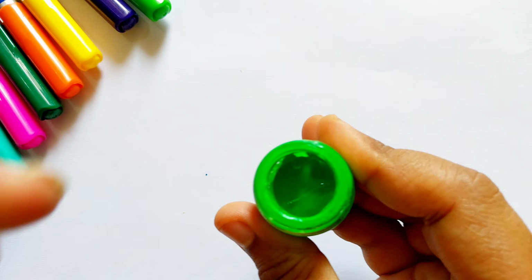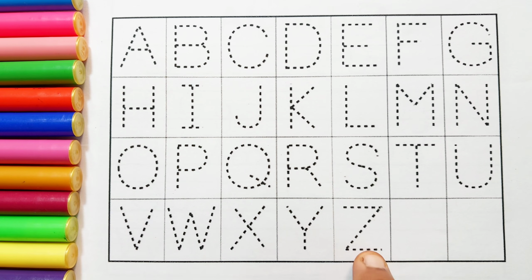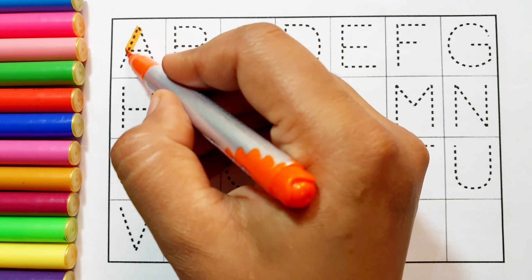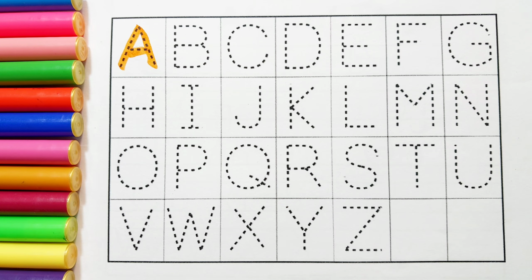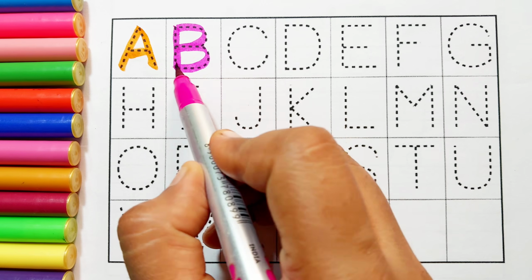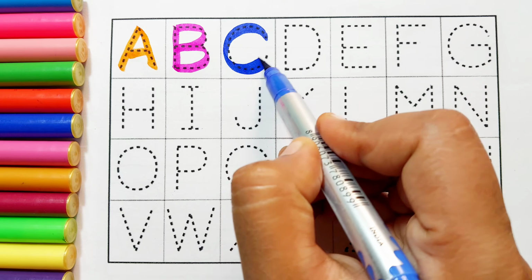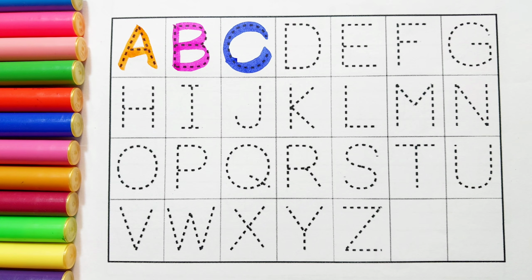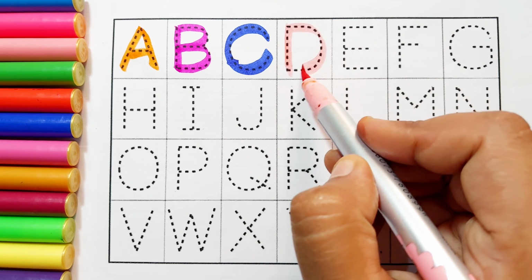Green color. Today we will learn ABCD, A to Z alphabets. Kids, let's start the video. A for astronaut. B for balloon. C for candy. D for dog.